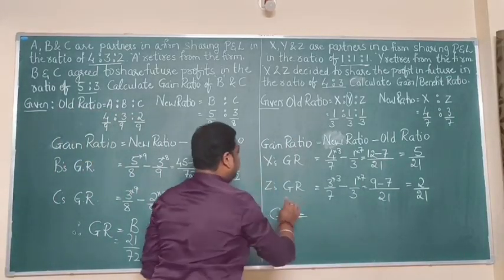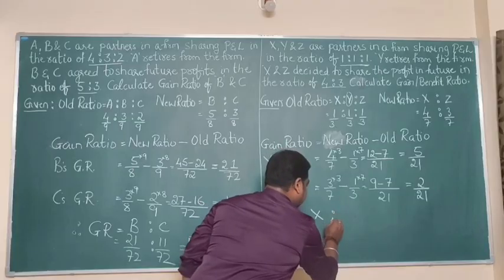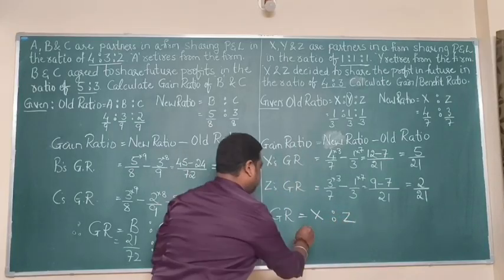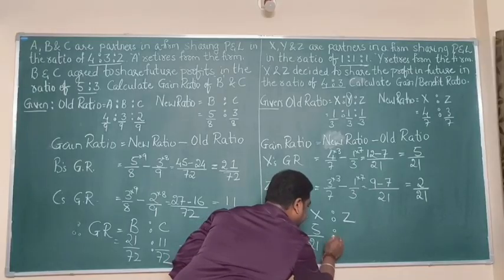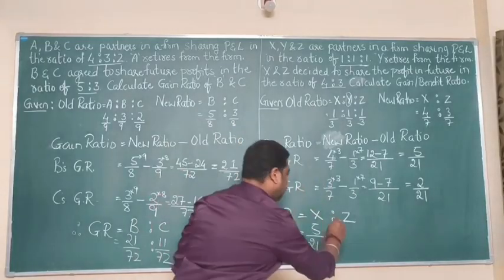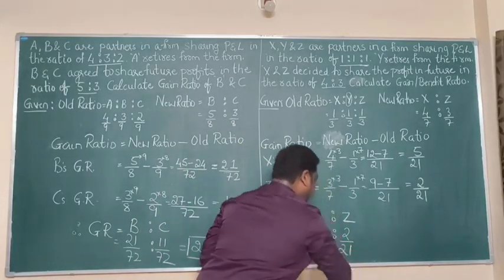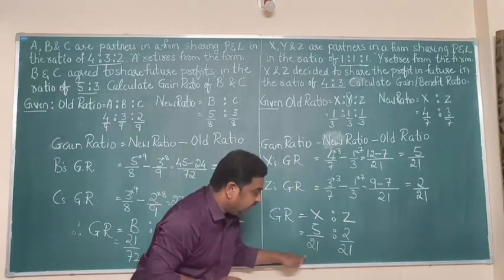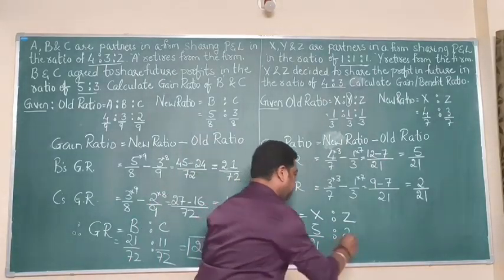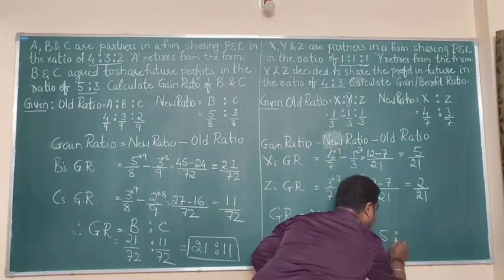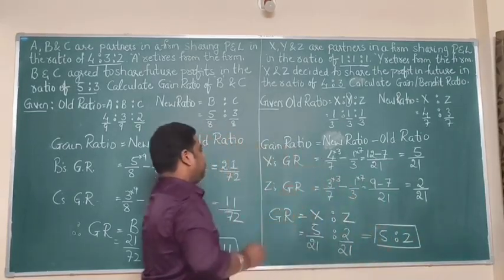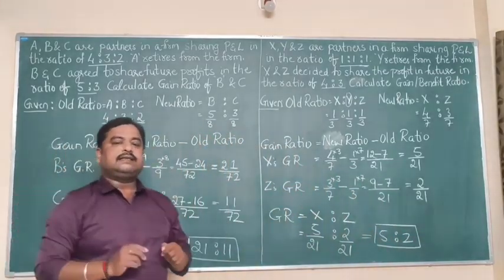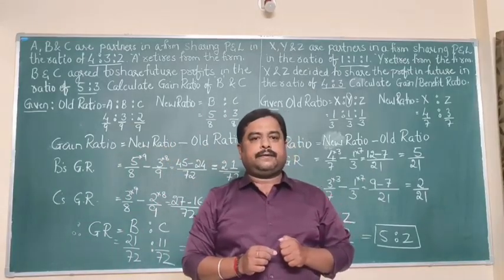Gain ratio is equal to X is to Z. X is 5/21, and what is Z? 2/21. Both the denominators are the same, so no need to change. So the final answer will be 5 is to 2. That is the gain ratio of X and Z.